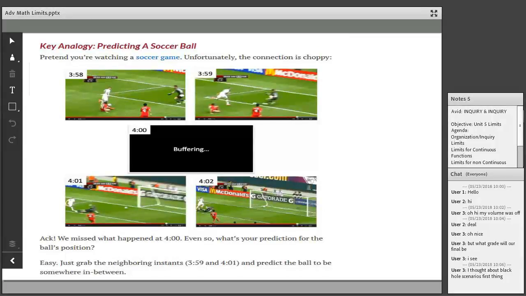Okay, here's another analogy. I like this one too. Pretend you're watching a soccer game, and these are clips from the recording. You see what's happening at 3:58. Here's this guy, and he's raising his foot, but then all of a sudden at 4 minutes you lose it. You don't get that screen. And then over here you see the ball, and then the ball is in the goal. So what do you think happened at 4 minutes here?